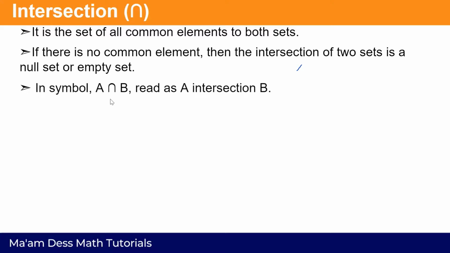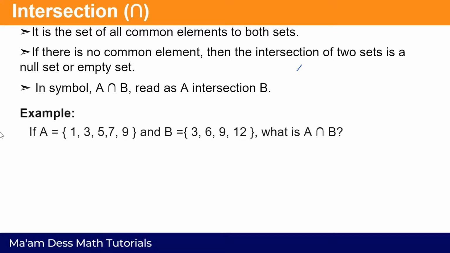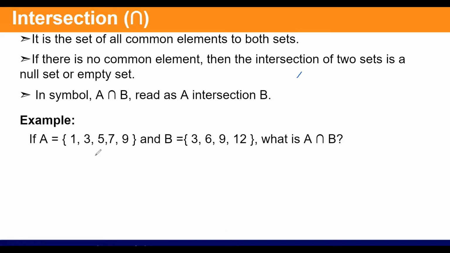In symbol A, ayan, read as A intersection B. So, again, A intersection B. Example, set A contains 1, 3, 5, 7, 9. Set B, 3, 6, 9, 12. And therefore na, what is A intersection B? Okay, so dito, titingnan lang natin yung elements. Sige, check natin. Okay, ano pong magkaparehong elements?